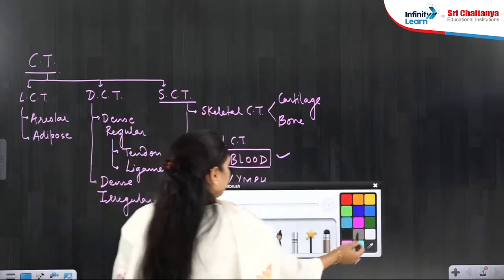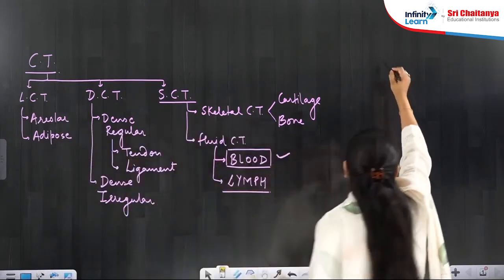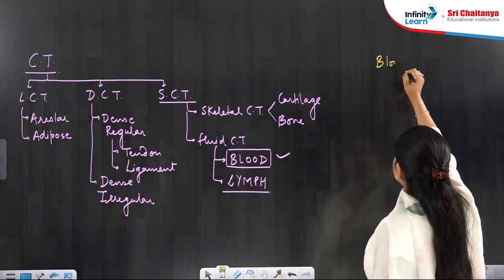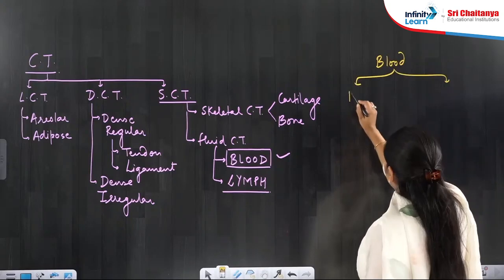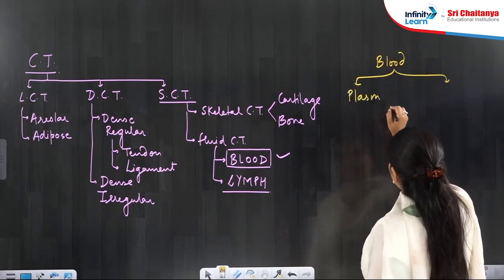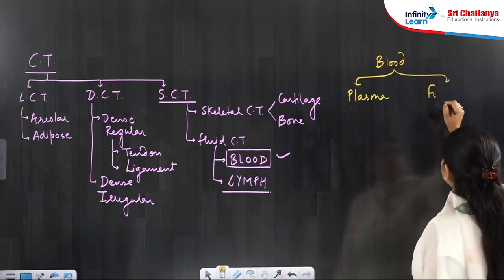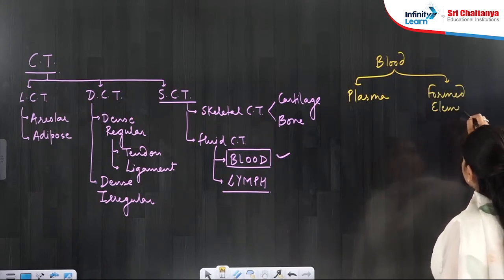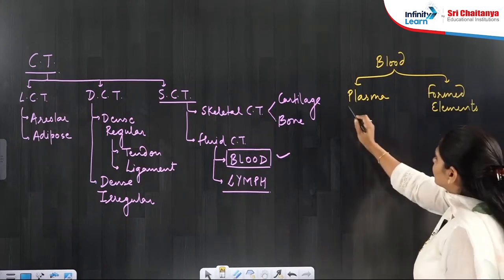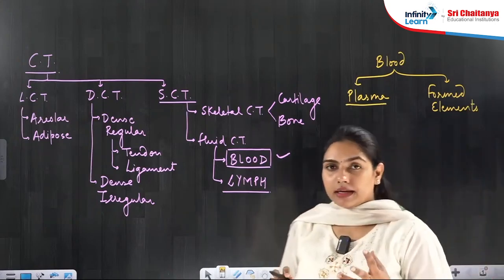Let me tell you, blood has two parts. One is the plasma and the other is known as formed elements. This plasma part is the fluid part, right?